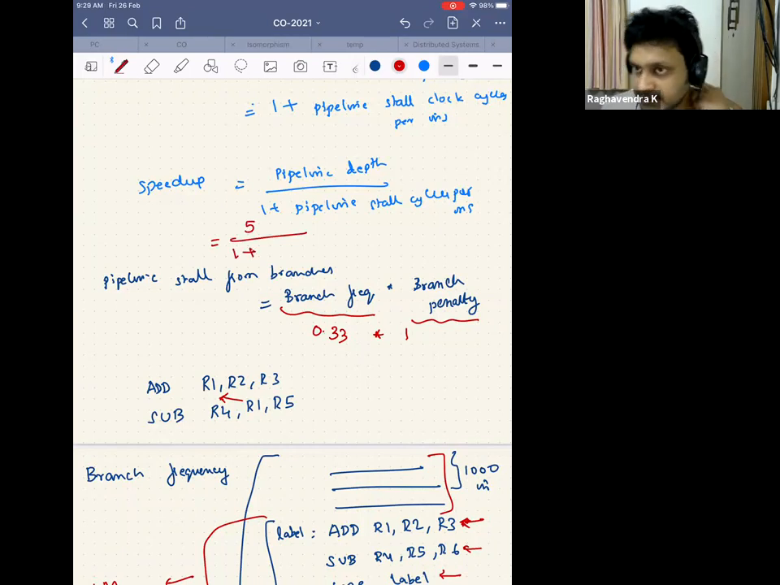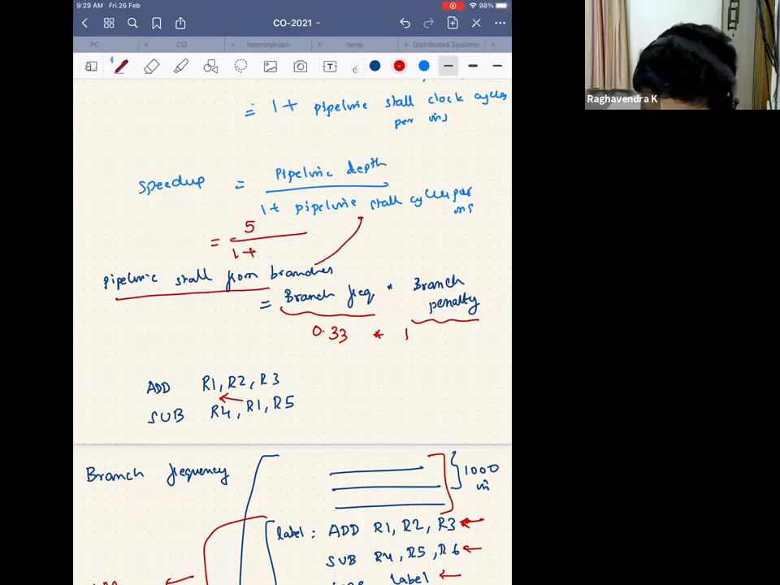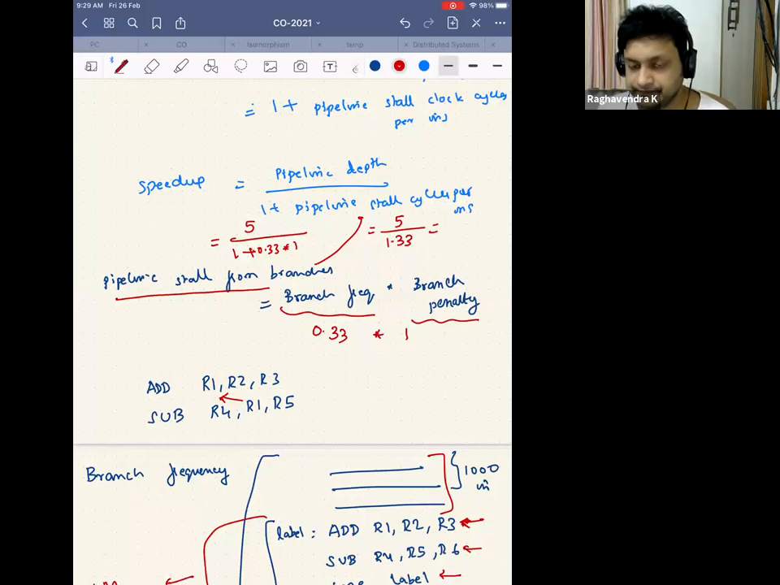We are not calculating the stall for any other cause, we are not worried about whether there is a dependency of instructions that causes a stall. Let's say we are worried only about the branch instructions. Then the pipeline stall cycles from branch is branch frequency into branch penalty, I am just plugging it here. So it is 1 plus 0.33 into 1. So this is 5 divided by 1.33. Can anybody tell me what is the value of this? How much is 5 divided by 1.33?